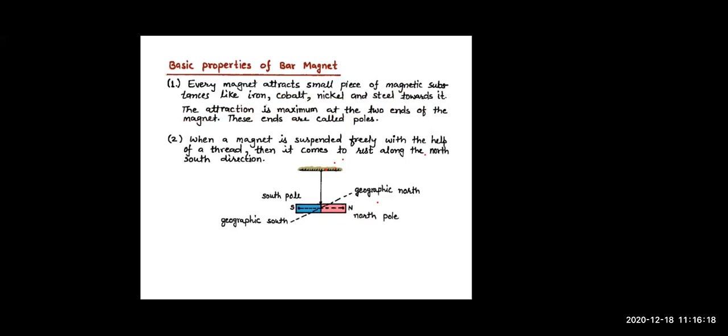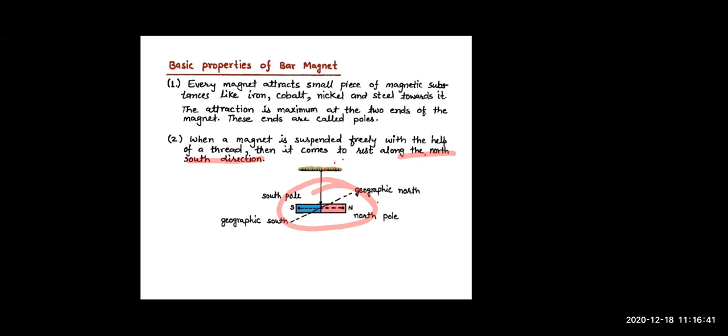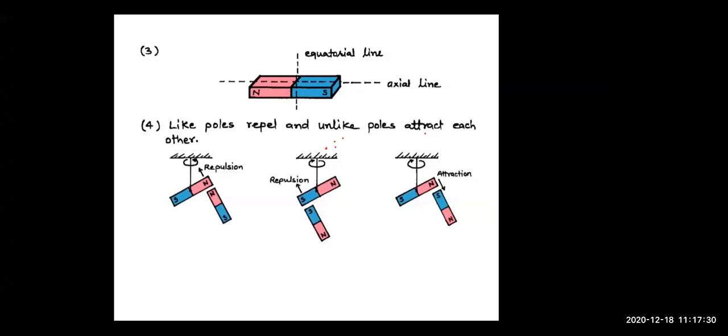Second property we have also talked about: when you freely suspend a bar magnet, it will set itself along the north-south direction of the earth, along the geographic north-south direction. Now, let's proceed towards the third property of a magnet.